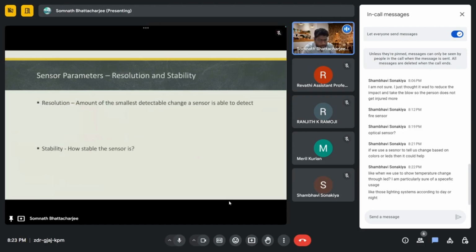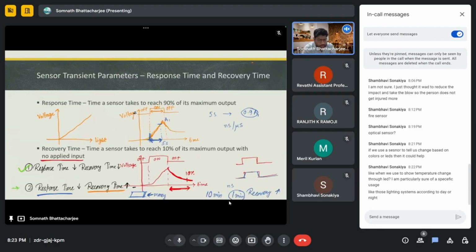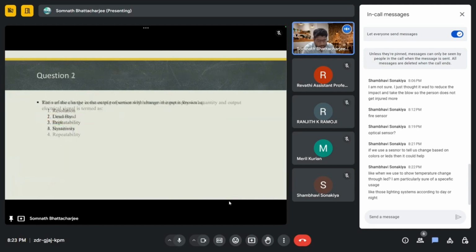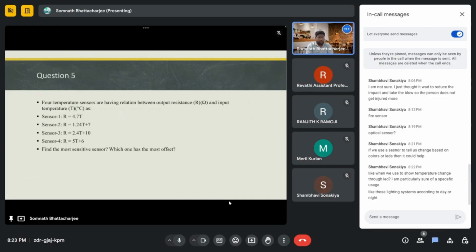Let's go to it, there are a few numerical problems left. Maybe we can complete that and then we can move back towards this. So maybe we have completed number 4, right? Yeah. So there are 4 different sensors which give output resistance with respect to change in temperature. These are the values of the sensors. Which is the most sensitive sensor and which one has the most offset?